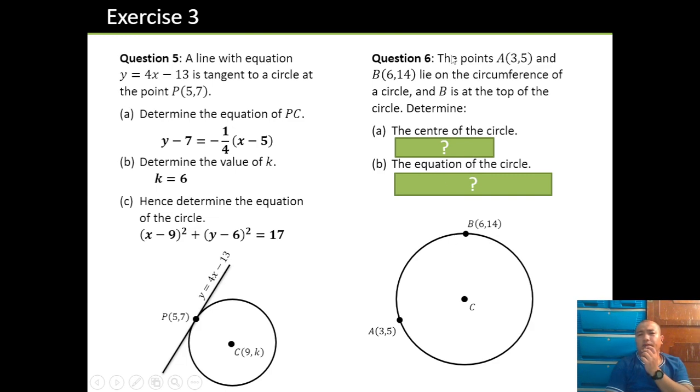Next, in the figure, the points A(3, 5) and B(6, 14) lie on the circumference of the circle, and B is at the top of the circle. Determine the center of the circle. (6, 9). Yes, (6, 9), using a triangle. Therefore, the equation is (x minus 6) squared plus (y minus 9) squared equals 25.